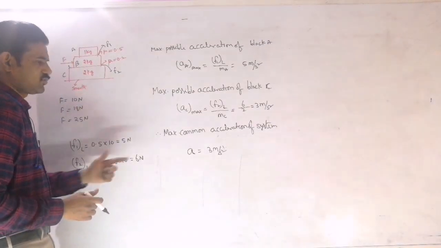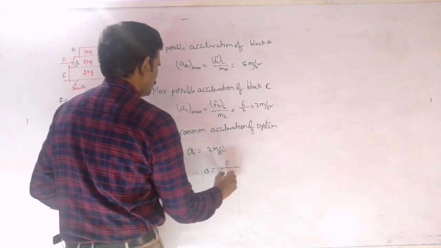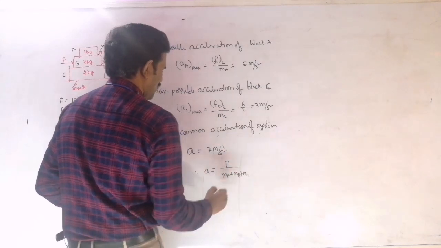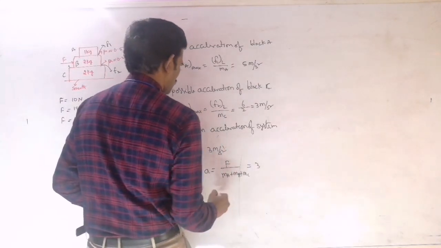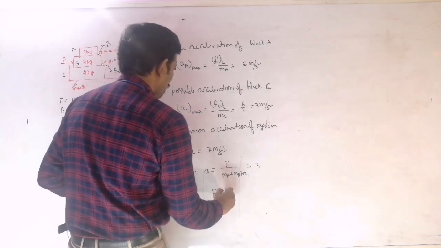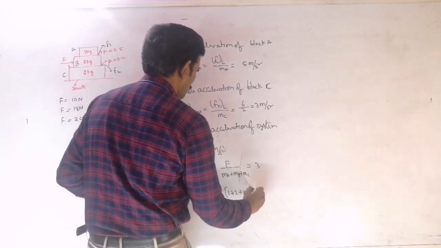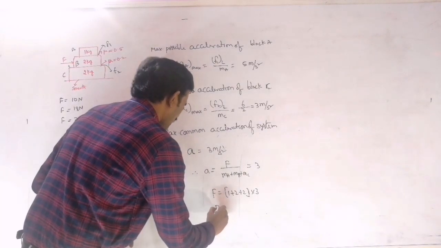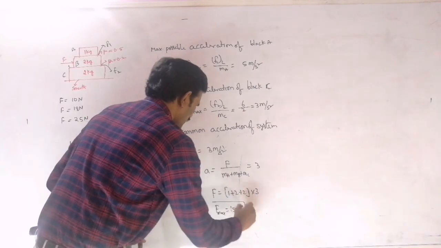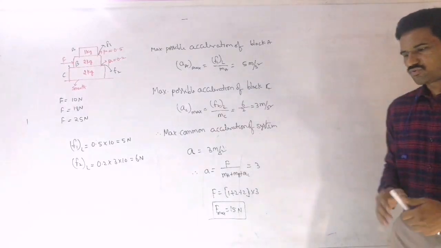And as the ground is smooth, this A value I can write as F by MA plus MB plus MC, which is 3 meter per second square. Therefore F is equal to the mass of these blocks, 1 plus 2 plus 2, into 3. So this is the maximum force until which this common acceleration is possible, that means until 15 newtons. So that is our first question here.